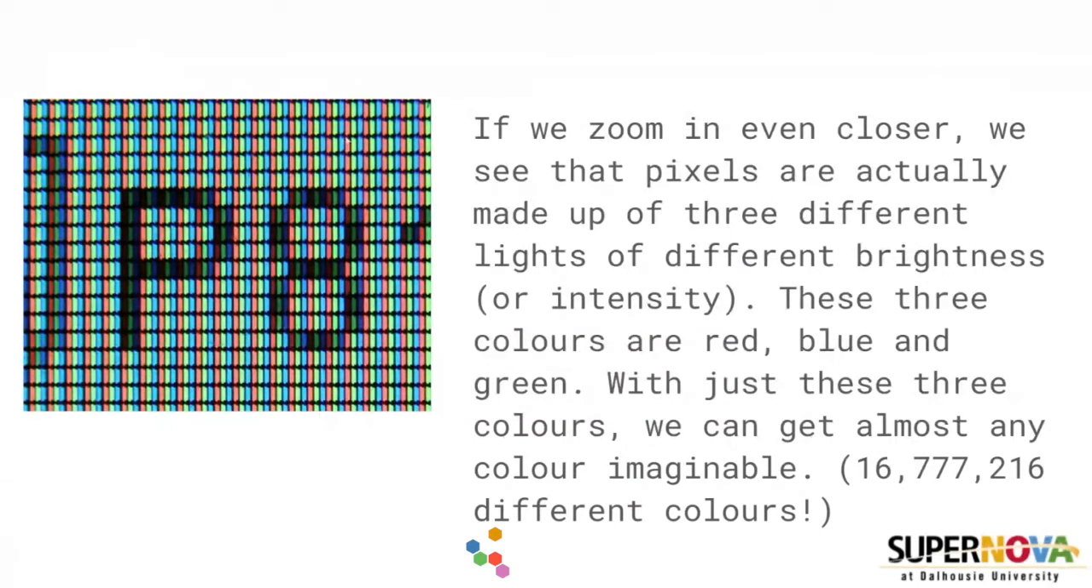So now we're zooming in extra close. We're seeing these lines of blue, red, and green. And again, we're using different intensities of different colors to make a blend of all the colors possible. So it's kind of like in painting when you take a few primary colors and mix them together in different amounts, you can create any color you may need.